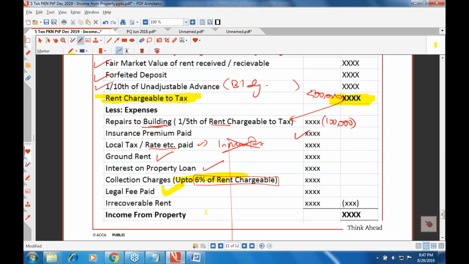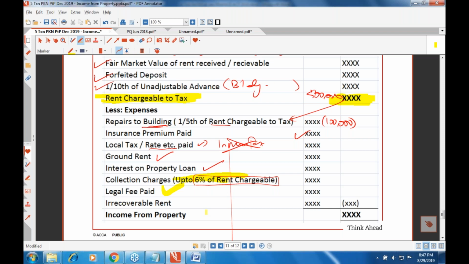Then such legal costs are going to be a claimable expense. And the last thing that you have to do is the irrecoverable rent. Since the rent receivable is taxed, the concept of rent taxing is the accrual basis, because even if you have not received the rent, it's still going to be taxed. So the rent is taxed on an accrual basis.